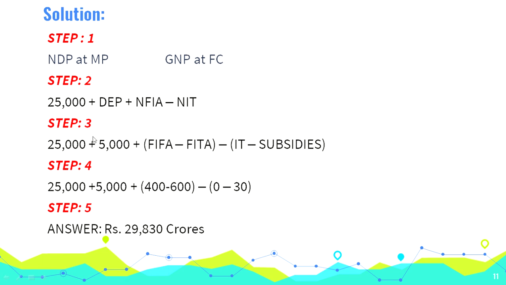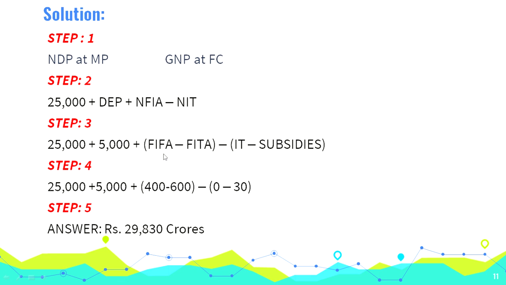Third step is substituting the values. 25,000, again you bring it down. Value for depreciation is plus 5,000. Now NFIA, as I told you earlier, NFIA is equal to FIFA minus FIPA, minus NIT, it is indirect tax minus subsidies. So you are supposed to write at least the short forms of the formula. Okay, now the next step is fully substituting the values.